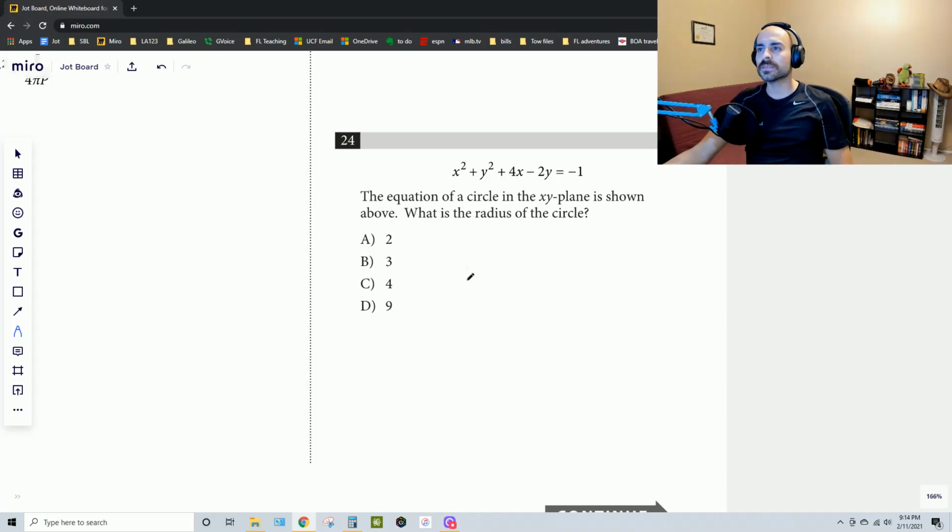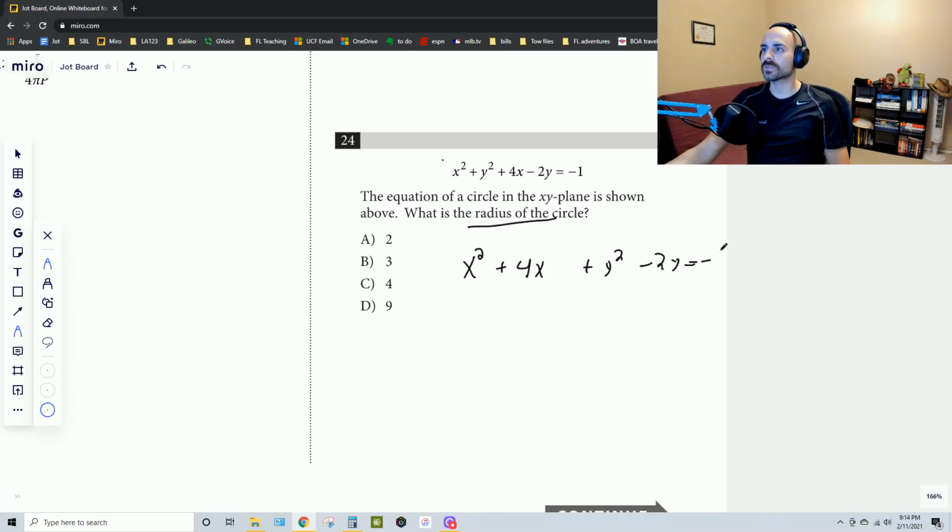The SAT isn't typically this straightforward when it comes to the equation of a circle, so we want to take advantage of understanding it this very well. They're asking for the radius of the circle, and the reason that this is tough is because it looks like the equation of a circle, but it's a little bit off. Let's put our like terms together, and maybe that'll help us understand why. So x squared plus 4x plus y squared minus 2y, and that equals -1.